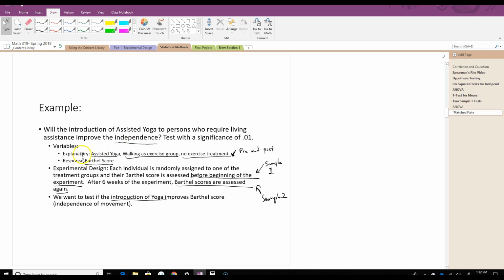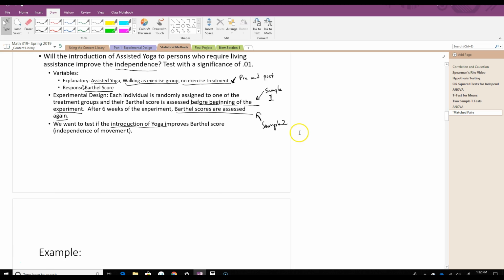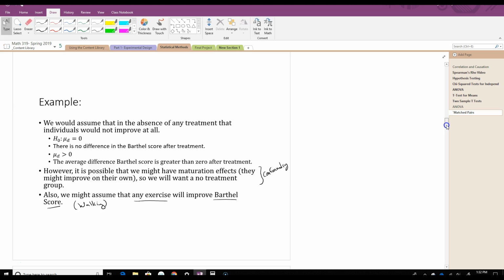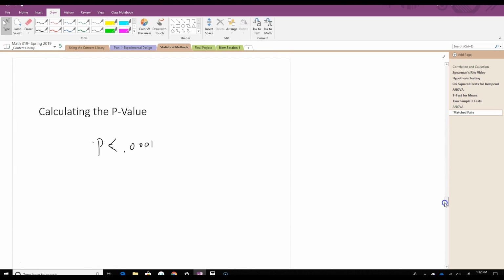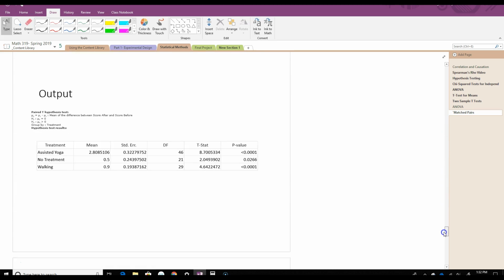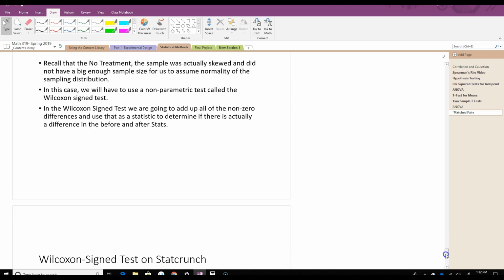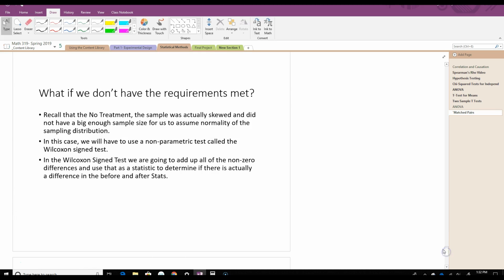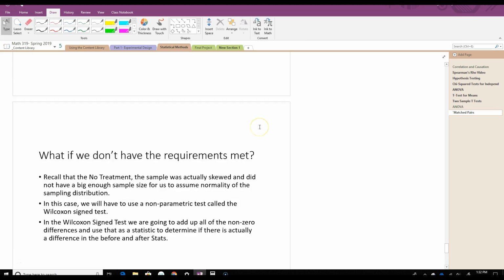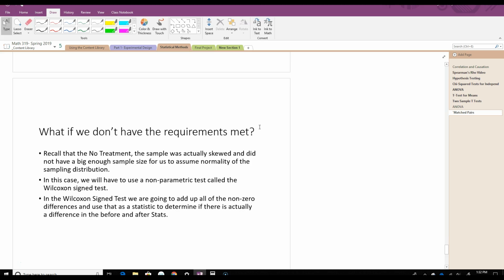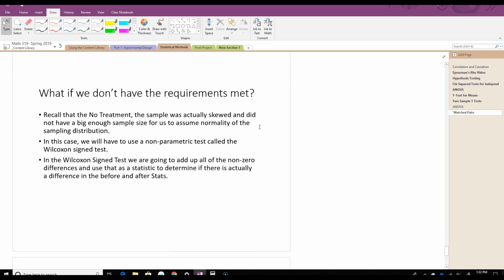You notice that we have explanatory variables: assisted yoga, walking as an exercise group, and no exercise treatment. The no treatment group, if you remember, has an insufficient sample size. And when we looked at the sample, it wasn't actually very normal in terms of the variable. So consequently, we're going to have to use something else called the Wilcoxon sign test.